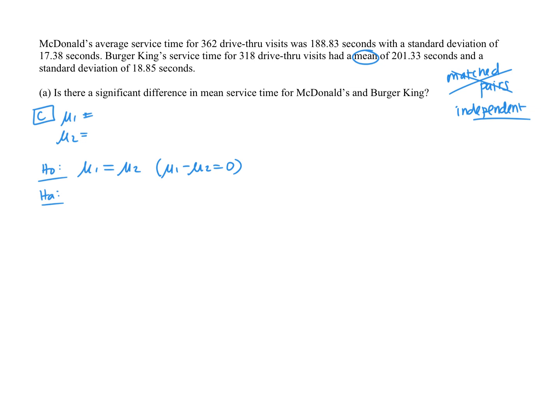What we want to know is there a difference? So we want to know, is there evidence that mu1 is not equal to mu2? And again, the other way to write that is mu1 subtract mu2 is not 0. You don't need to write both. They have the same meaning.